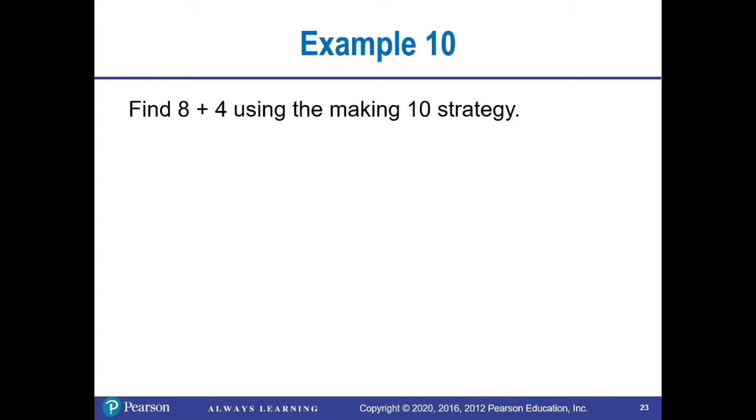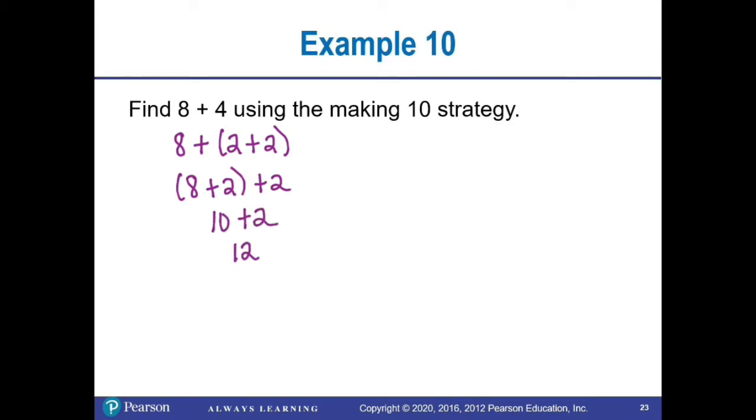Let's find 8 plus 4 using our making 10 strategy. So bring down your 8. 8 plus 2 more is 10. So I'm going to rewrite 4 as 2 plus 2. 8 plus 2 is our 10, and 10 plus 2 is 12.